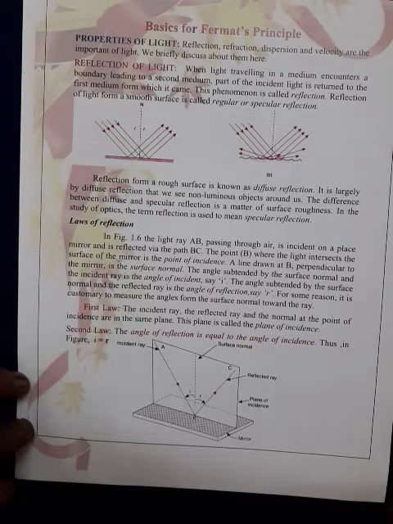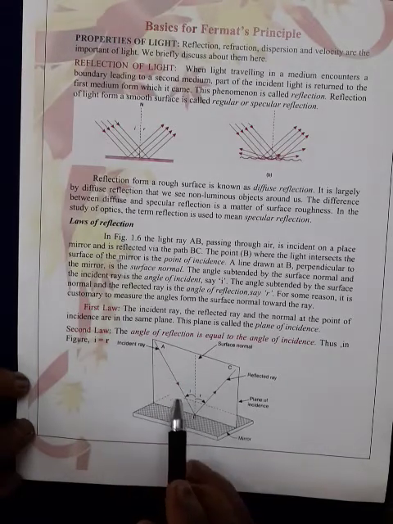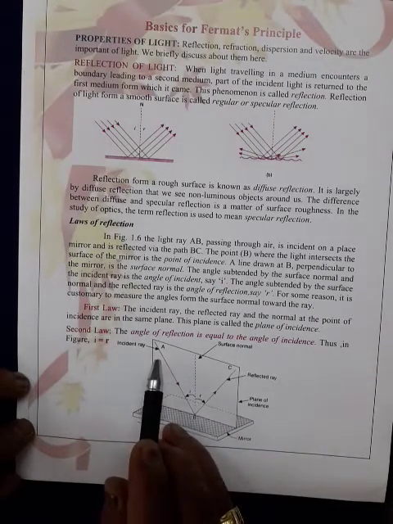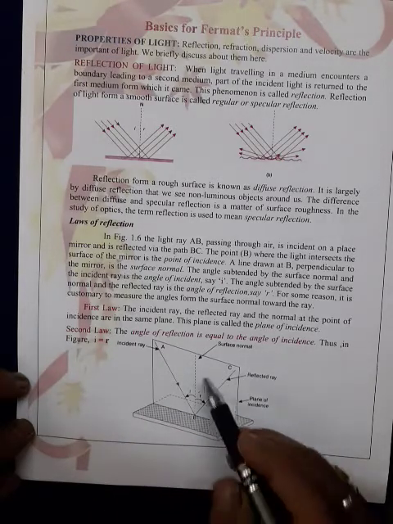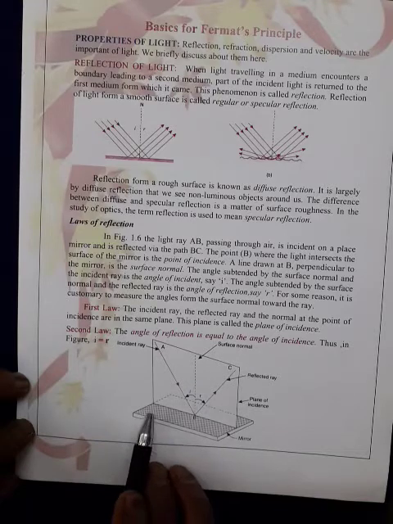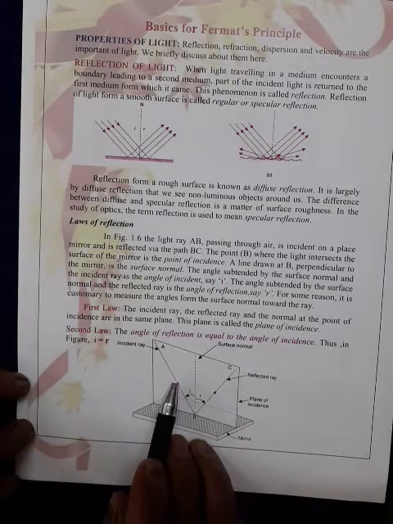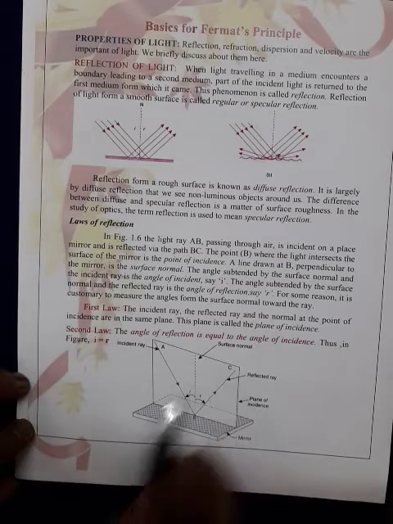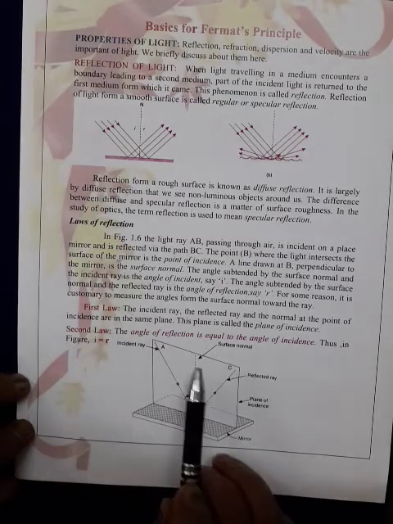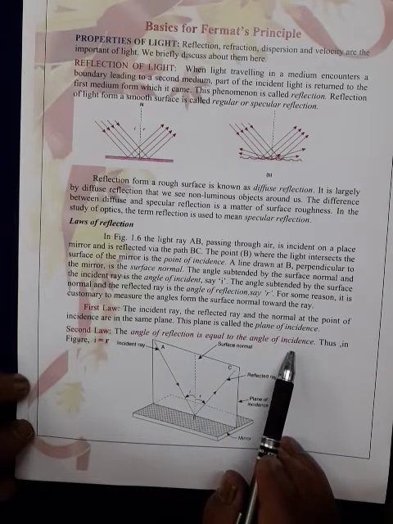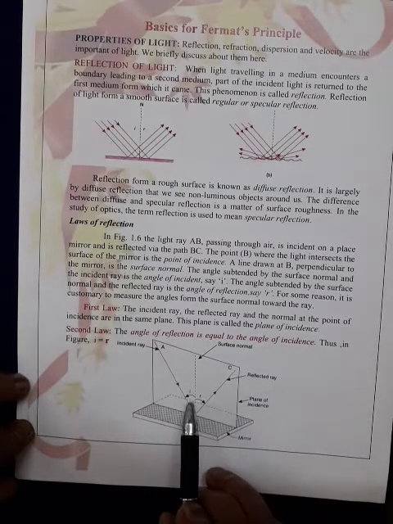So the first law of reflection says the incident ray, the reflected ray, and the normal at the point of incidence are in the same plane. This plane is called the plane of incidence. Here you can see the angle I equal to angle R, or you can say that the incident ray, the reflected ray, and the normal all lie on the same plane. Here the medium of incidence and after the reflection are both the same. Second law: the angle of reflection is equal to the angle of incidence. That is, angle I equal to angle R.